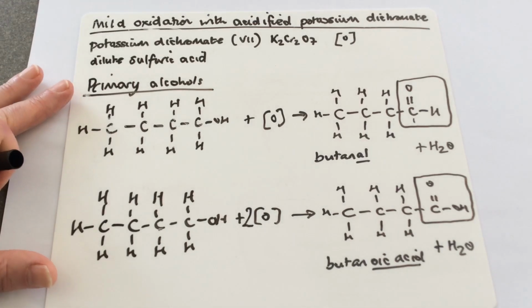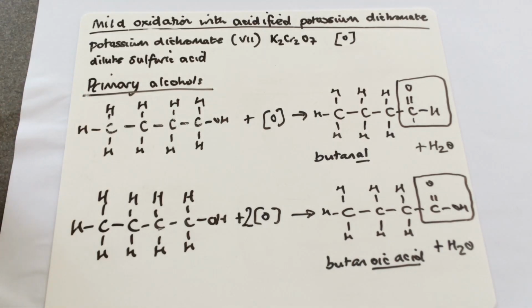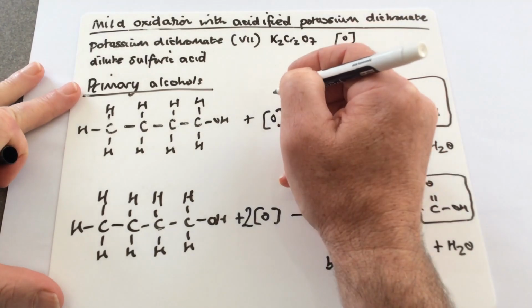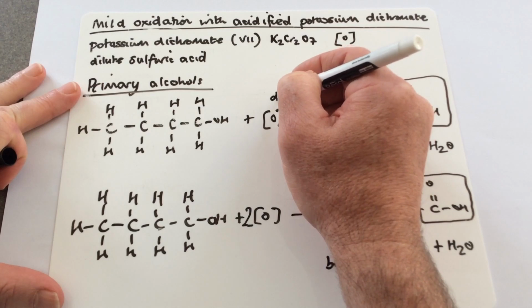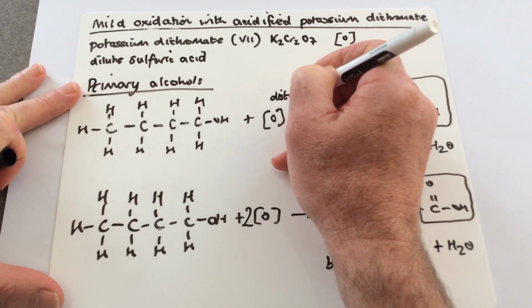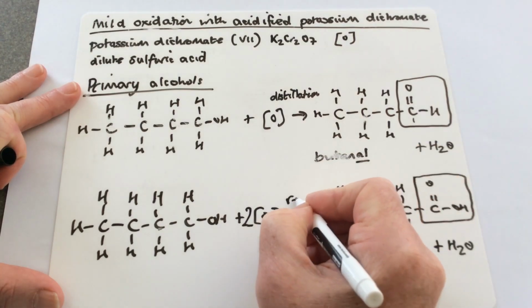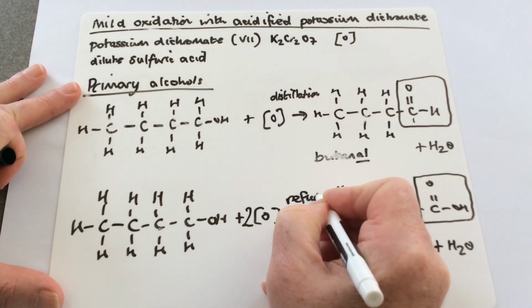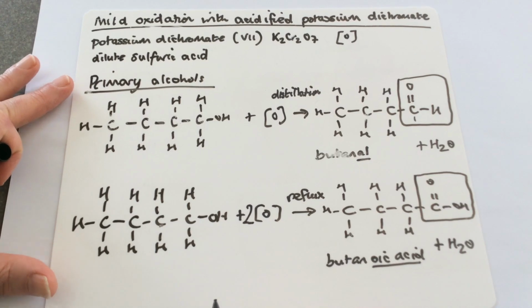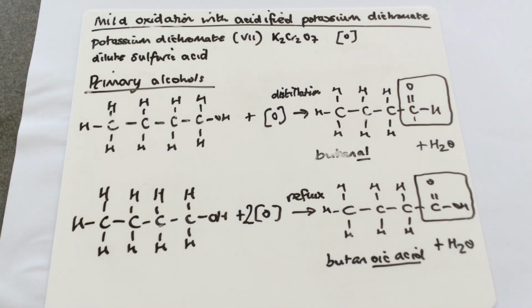How do we decide which one happens? Well, that depends on the reaction conditions. The first one is if we do a process called distillation. And the second one is if we do a process called reflux. And we'll look more at these two processes in a later video.